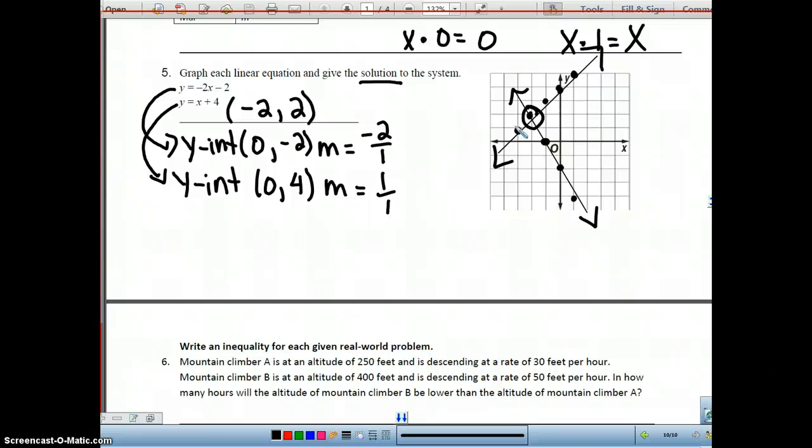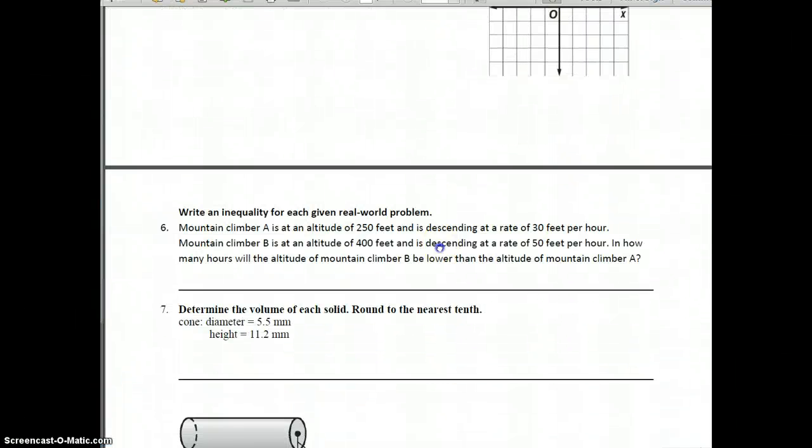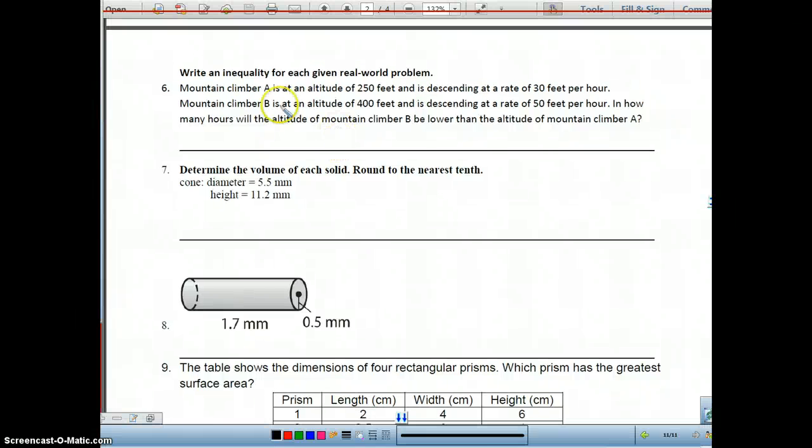We could probably get through maybe one more question, and then our video is over. Went fast, didn't it? All right, number 6. Mountain climber A is at an altitude of 250 feet and is descending at a rate of 30 feet per hour. So that would look like 250, and it's descending. Would it be addition or subtraction? Subtraction. Descending at a rate of what? 30 feet per hour. Okay, and then it says mountain climber B is at an altitude of 400 feet, and it is descending, so subtraction again, right? At what rate? 50 feet per hour.